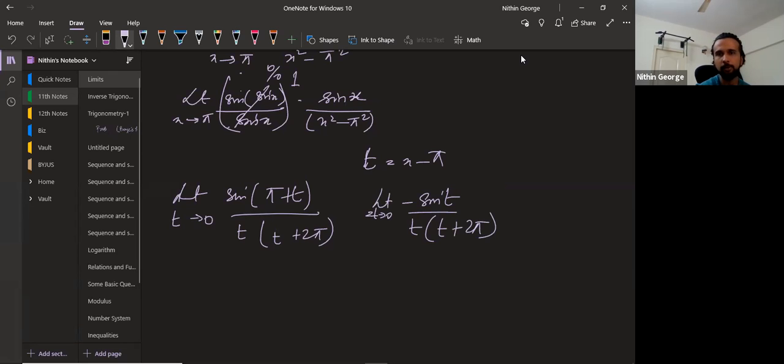Limit t tends to 0. This becomes 1 from sine t by t, and then I get minus 1 by 2 pi as my final answer. Let's check and ask doubts.